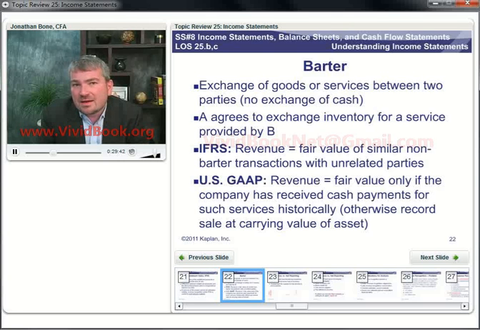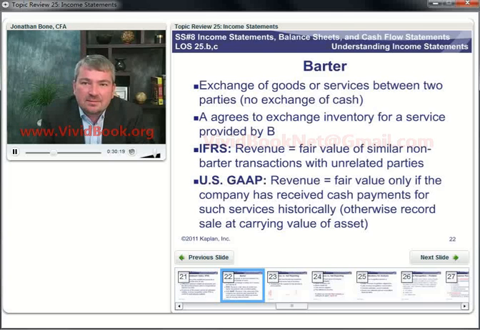Well, notice IFRS says record a sale, and that sale should be equal to the fair value of similar non-barter transactions with related parties. In other words, record the sale at the price you've received for similar transactions in third-party arm's length transactions. Unrelated parties, of course, means no related parties, no corporate insiders, shareholders or directors, because of course the problem with corporate insider transactions is they may not be at proper commercial terms, they may not be at arm's length.